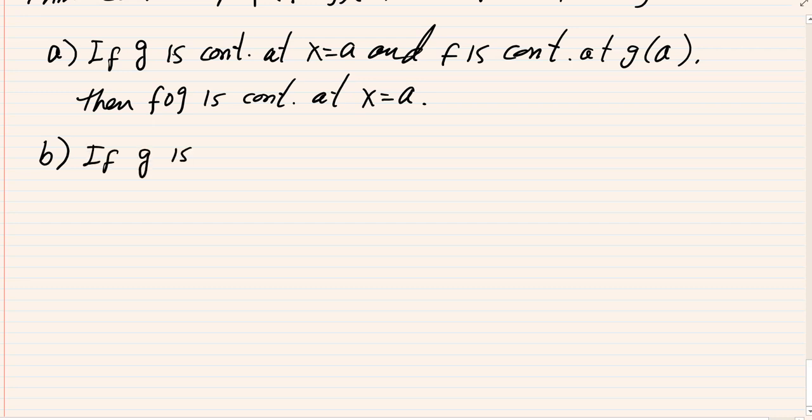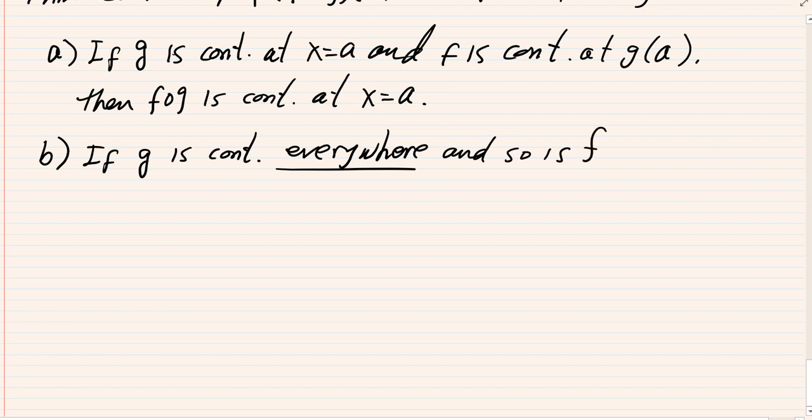If g is continuous everywhere, and let me just say so is f, that means f is also continuous everywhere. Then the composition of f of g is continuous everywhere.